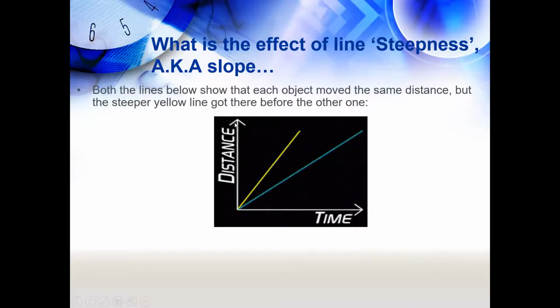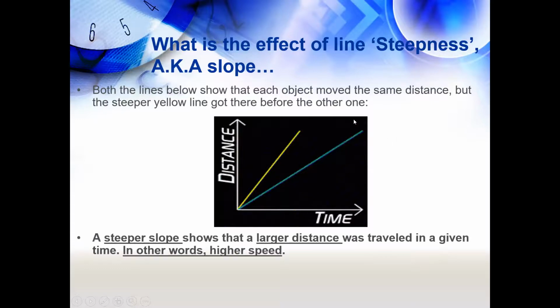So both lines below show that each object moved the same distance, but the steeper yellow line got there before the other one. The distance, as you can see, is the same for both of these lines, but the yellow line reached this distance earlier, in a smaller time than the green line. Because the yellow line is steeper, the steeper line shows that a larger distance was traveled in a given time. In other words, higher speed.